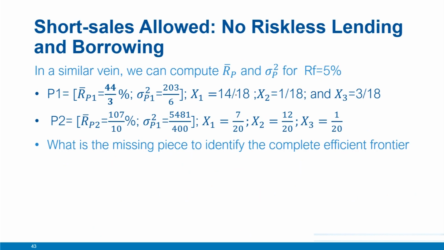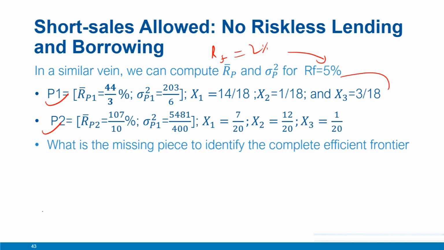In a similar vein that we computed the values of expected return and risk and identified the portfolio for RF equal to 2%, we can do the same for RF equal to 5%. So when we solve for this, we'll get two portfolios, P1 for RF equal to 2% and P2 for RF equal to 5%. So two portfolios are available.